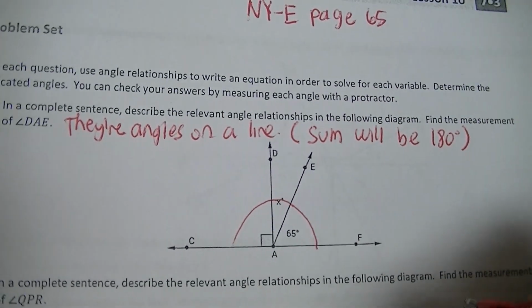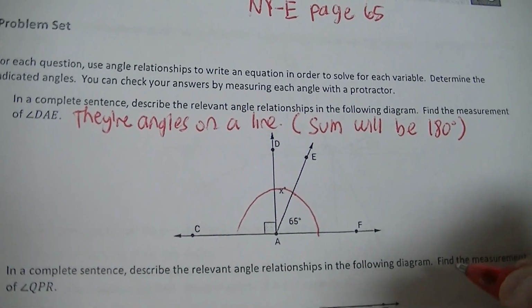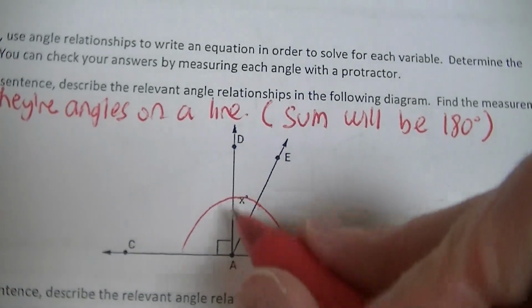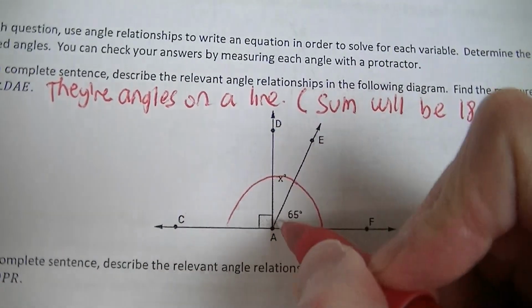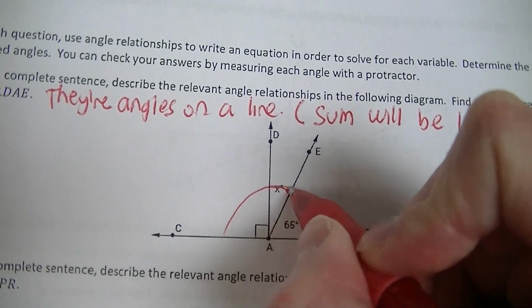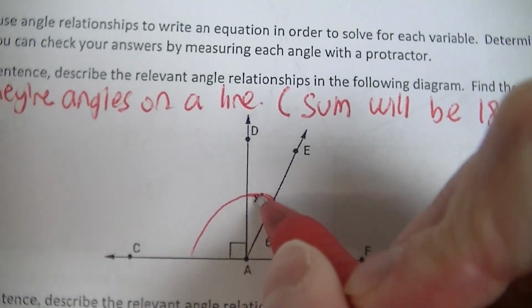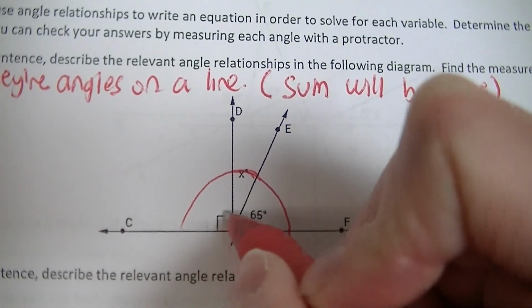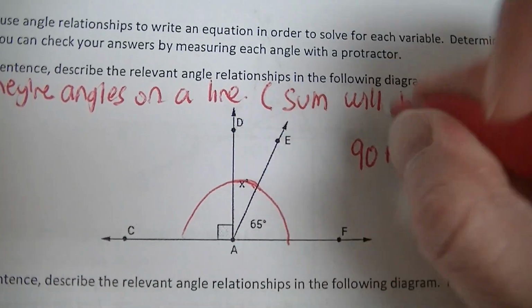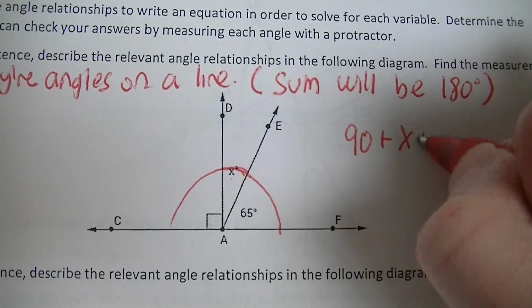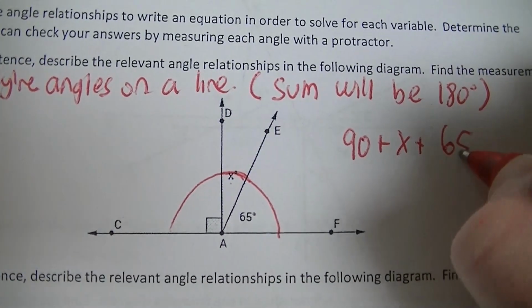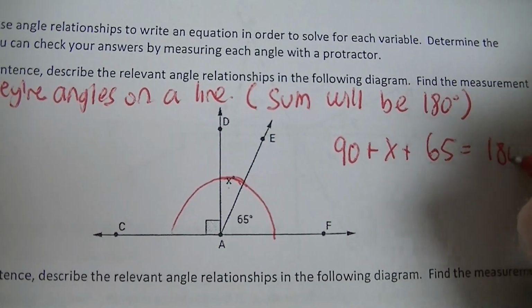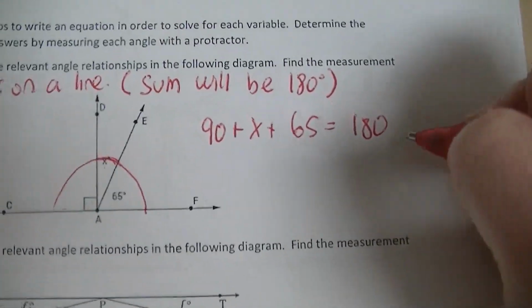Okay, now we've got to set up an equation in order to come to the answer for angle DAE right there. They want us to figure out what the measurement of that angle is. When I look at it, it just says X degrees, so we've got some work to do. Let's write down: 90 degrees plus X plus 65 degrees. Since they're angles on a line, they have a sum of 180 degrees. So there is your equation.